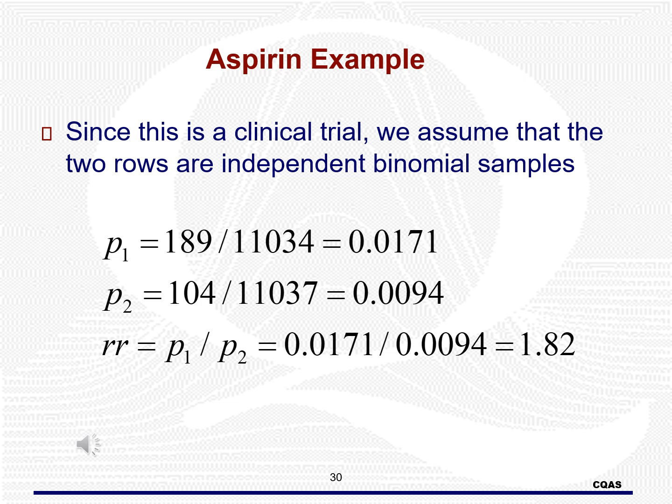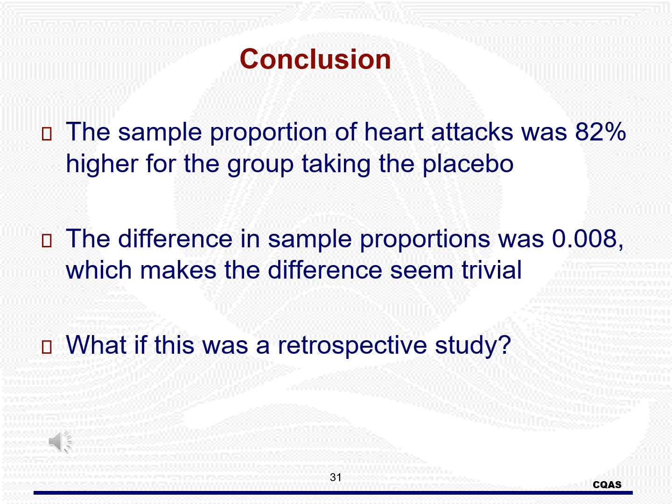Let's draw conclusions. The probability of a heart attack occurring for the control group was 82% higher than for the aspirin group. We could also state that the probability of a heart attack occurring in the placebo group is 1.82 times the probability of a heart attack occurring for the aspirin group. Notice that if we used the difference between the proportions, we would probably conclude that the difference was trivial.